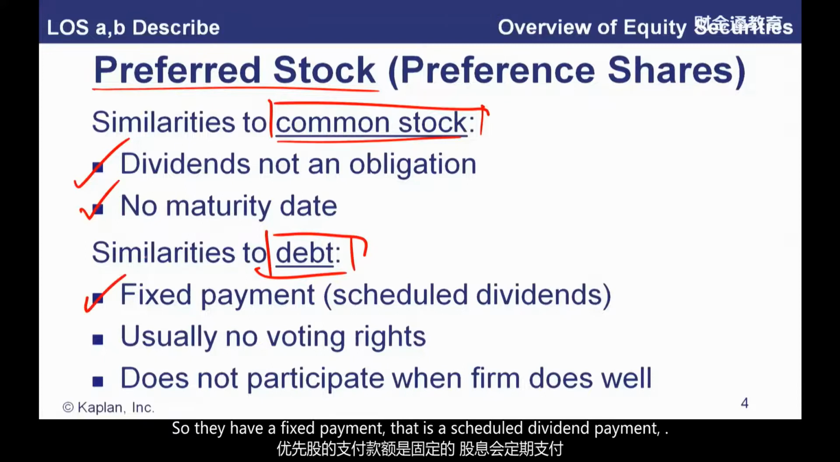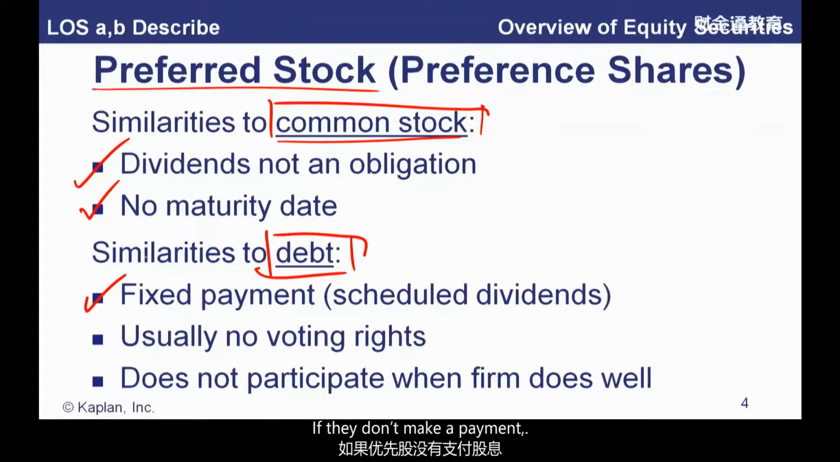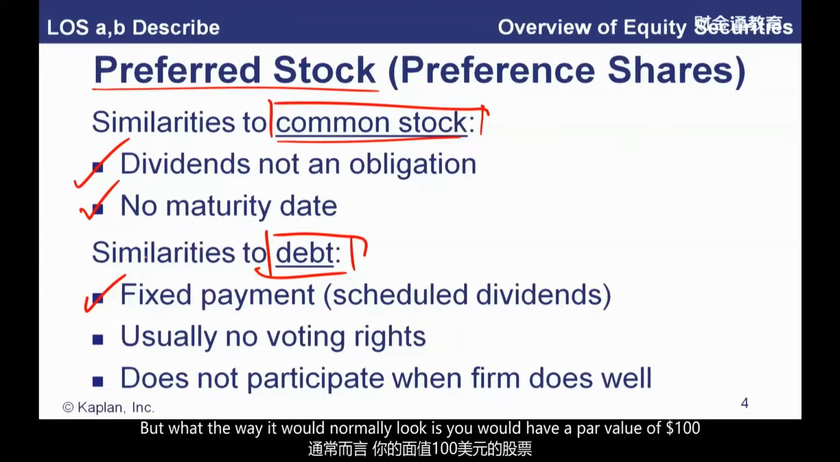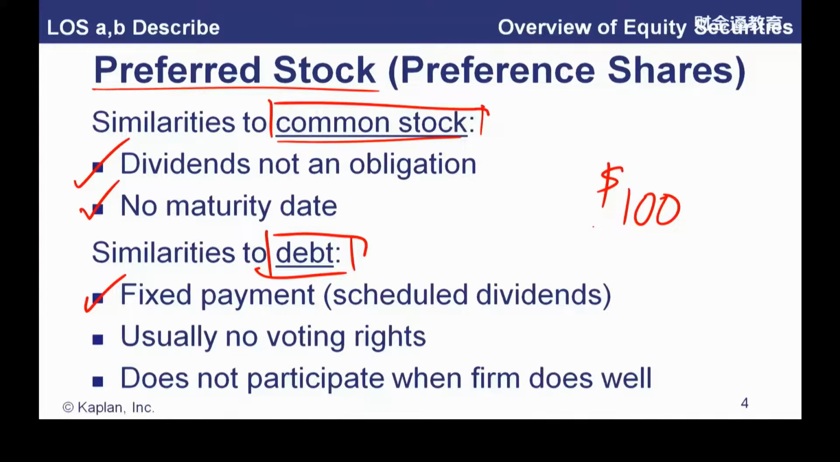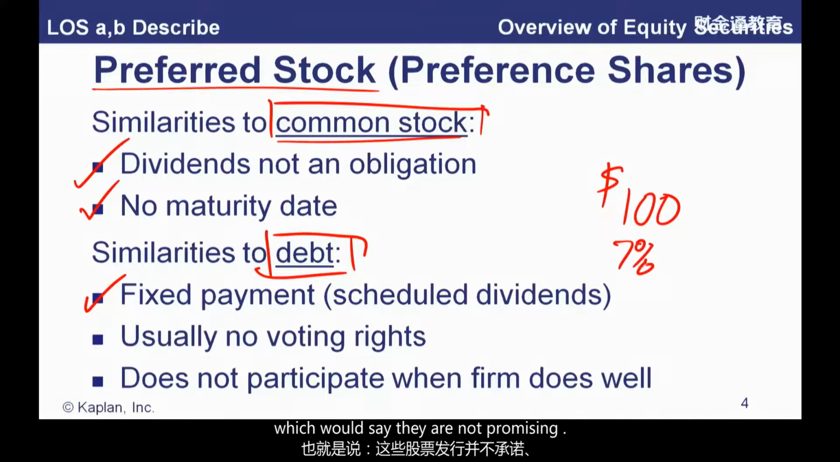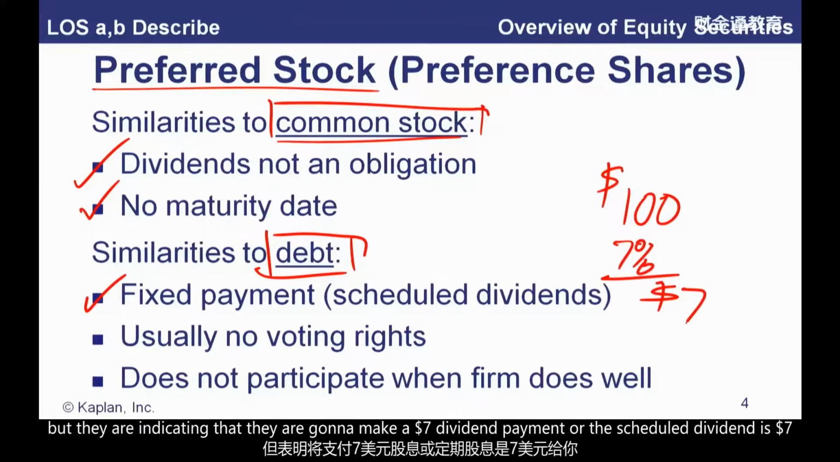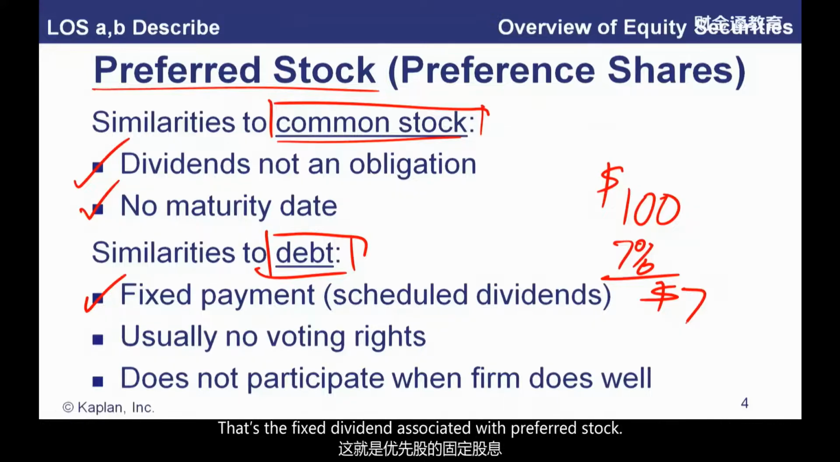So they have a fixed payment, that is a scheduled dividend payment. It's not mandatory. They don't have to make it. If they don't make a payment, then they're not going into bankruptcy court over it. But the way it would normally look is you would have a par value of maybe $100. And then you would have some sort of stated dividend rate, which might be 7%, which would say they are not promising, but they are indicating they're going to make a $7 dividend payment, or the scheduled dividend is $7. That's the fixed dividend associated with preferred stock.